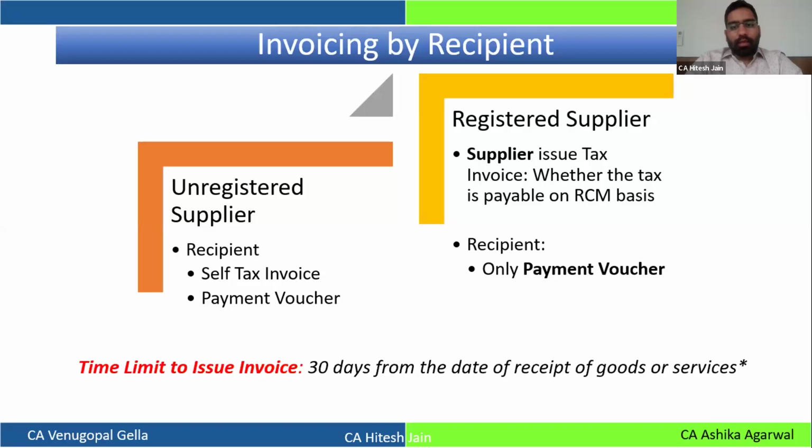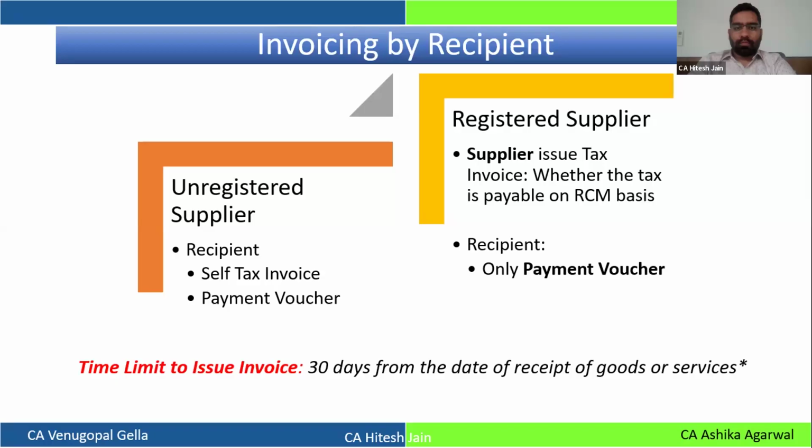The purpose of discussing this is the common confusion or misunderstanding people have. If people are saying you have to raise a self-tax invoice, fine. As a recipient, when I am liable to pay under RCM, I have to raise a self-tax invoice. Now the question which arises is: for every RCM, do I need to raise a self-tax invoice? Or do I have to raise it only when the supply is received from an unregistered person?